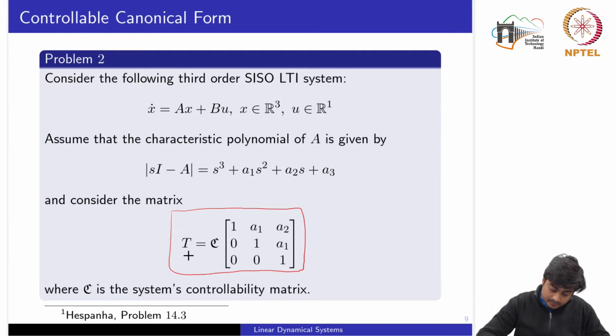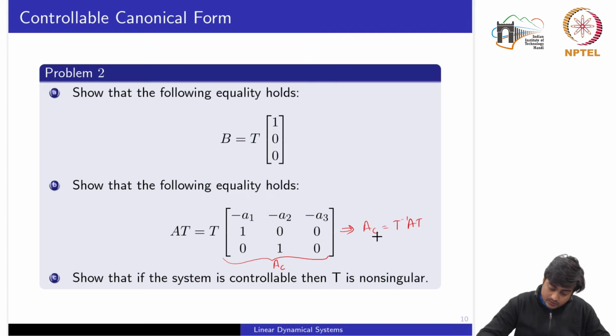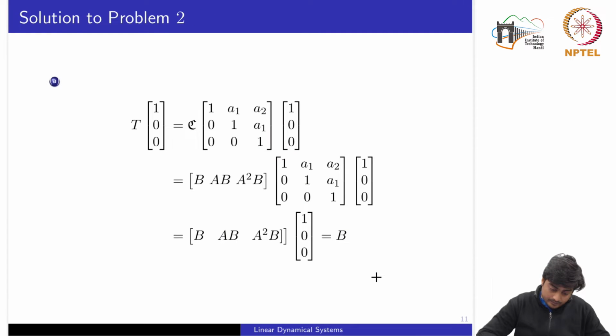Another method is that, again using the controllability matrix and using some coefficients of the characteristic polynomial, we can define a T matrix which happens to give us the controllable A matrix, and at the same time it would be non-singular if the system is controllable.